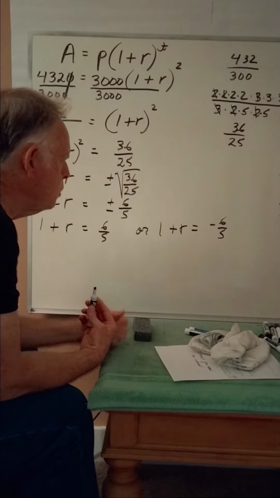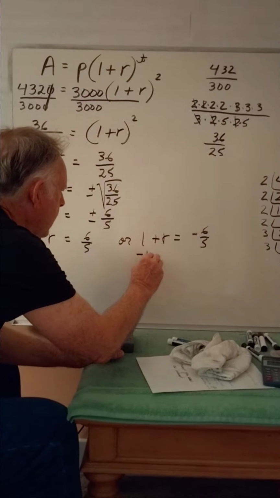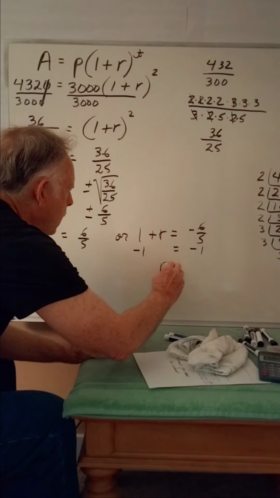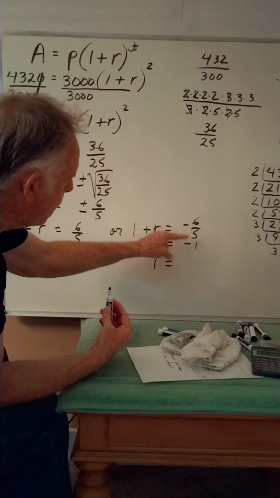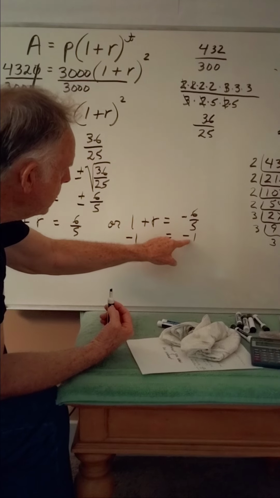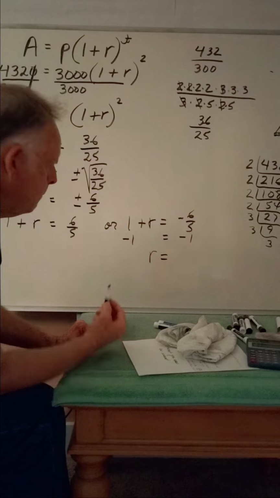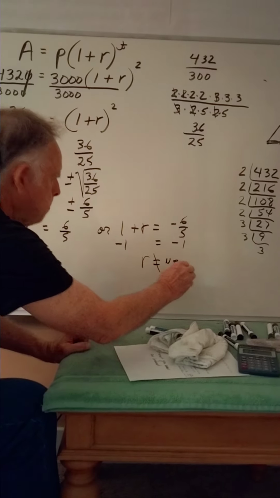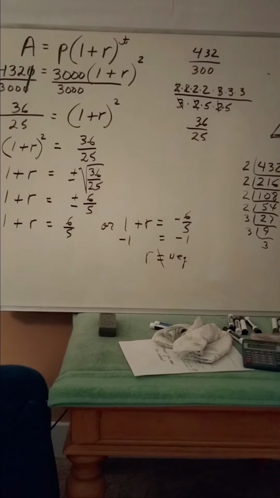I'll go ahead and do this one first because this one is going to be rejected. Negative 1 is equal to negative 1. And we'll have r is equal to, you can just stop the process right here, because a negative 6/5 combined with a negative 1 is just going to make it further negative, and the answer cannot be negative. No interest rate can be negative, so that one's going to be rejected.